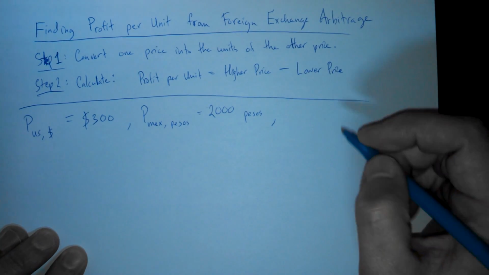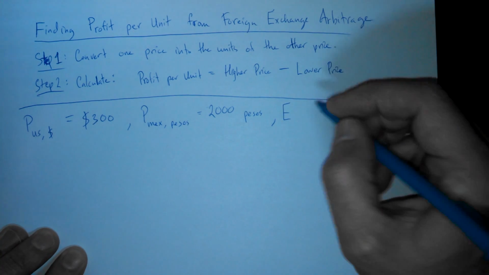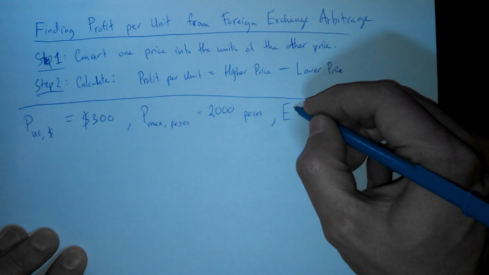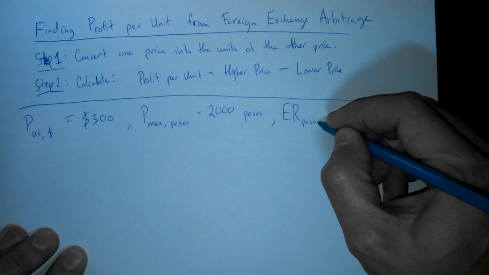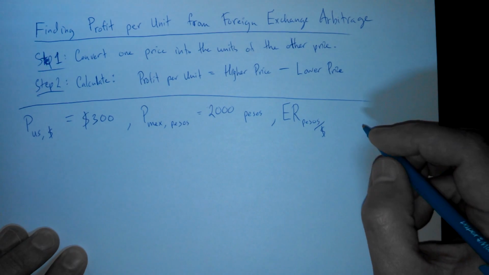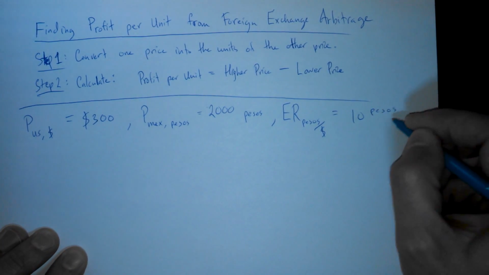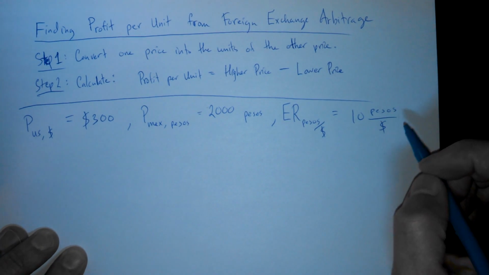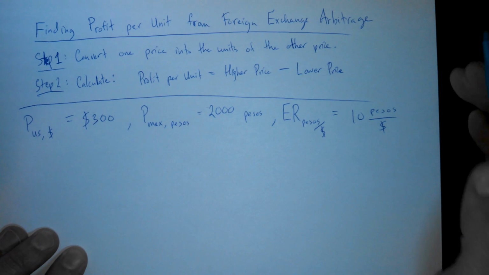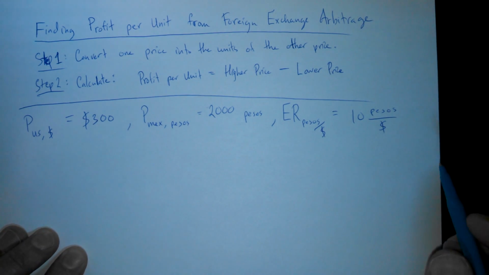All right, and let's say that the exchange rate in terms of how many pesos you get per dollar is equal to 10 pesos per dollar, right? So you essentially get 10 pesos for every dollar that you exchange. In other words, a dollar is worth 10 pesos, or a peso is worth 1/10 of a dollar, the inverse of this.